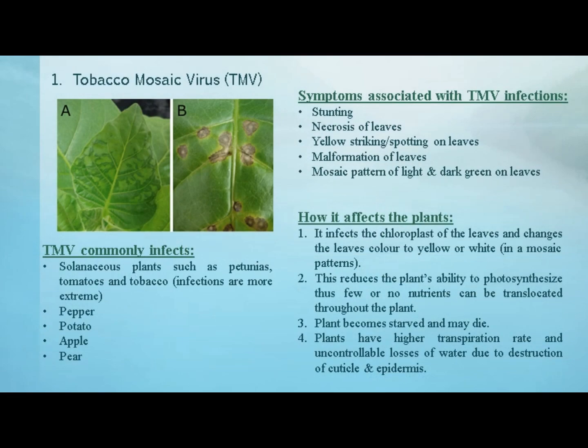First up, the tobacco mosaic virus infects the chloroplast of the leaves and changes the leaves' color to a paler color, and reduces the plant's ability to photosynthesize. Thus, few or no nutrients can be translocated throughout the plant, and the plant starves and soon dies. Plants also have a higher transpiration rate when infected, and this causes uncontrollable losses of water due to the destruction of cuticle and epidermis.